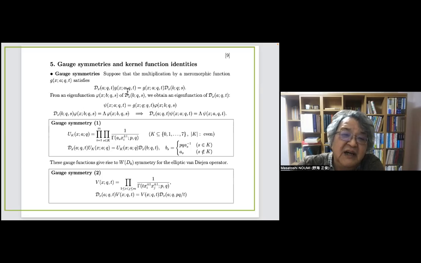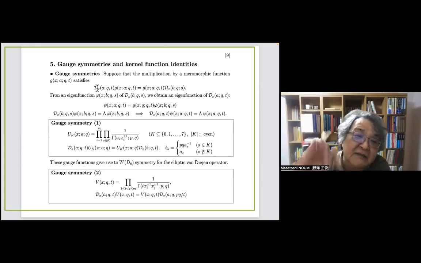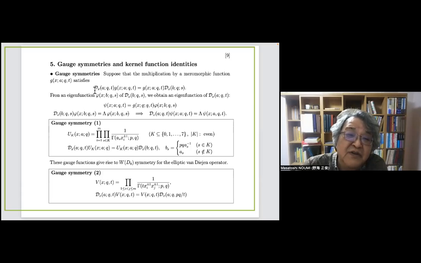So D_x^{A,T} times G_x^{A} equals G_x^{A} and D_x^{B,S}. On the right-hand side, the A parameters are replaced by B parameters, and the T is replaced by S. Or maybe I should have put this factor on the left-hand side, putting the inverse of G here. Then this means that by conjugating this elliptic van Diejen operator by this gauge function G, you obtain the same elliptic van Diejen operator, but with the A parameters and the T parameter replaced by B parameters, and the other parameter called S.